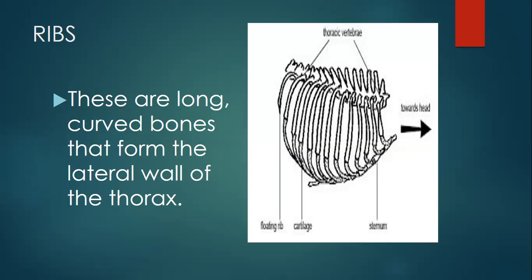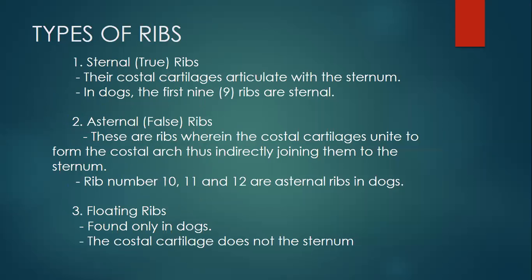For dogs, the number of ribs corresponds to the number of thoracic vertebrae. Since dogs have 13 thoracic vertebrae, they have 13 ribs all in all. Now the ribs are classified into three. We have sternal or true ribs, asternal or false ribs, and the floating ribs.